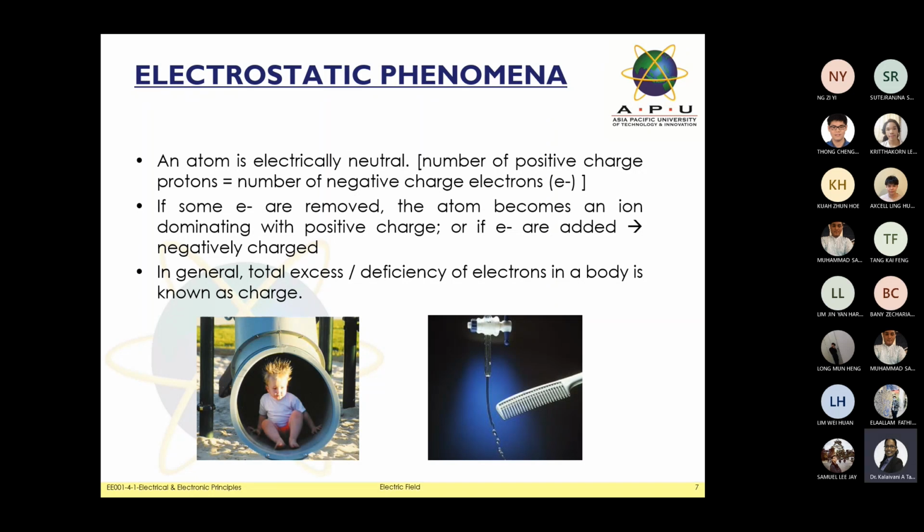The first image just shows you a baby, a child here. When you go through the playground, the park here, like a slide, you can see the hair was spiked up. The second one is based on the comb. What will happen to your comb when you comb your hair? What they try to point out here is based on the electron. Everything is based on the charge.